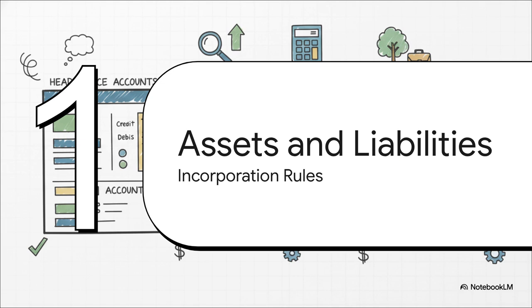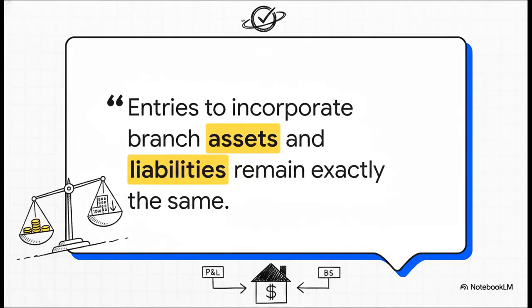Moving on to Section 4, assets and liabilities. Now that we've solved the profit problem, we need to bring these two paths back together by looking at the branch assets and liabilities to satisfy our consolidated balance sheet. And here is a universal truth in branch accounting. Regardless of whether you use the detailed or the abridged method for profit or loss, the entries to incorporate branch assets and liabilities remain exactly the same.